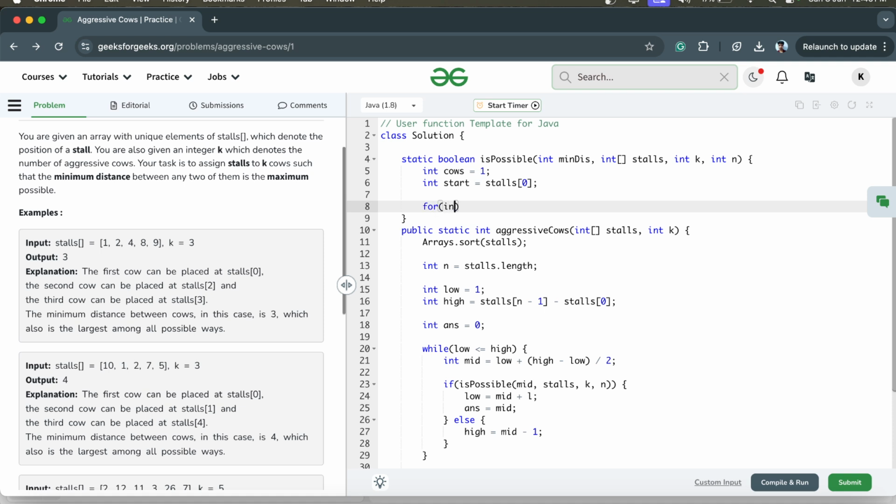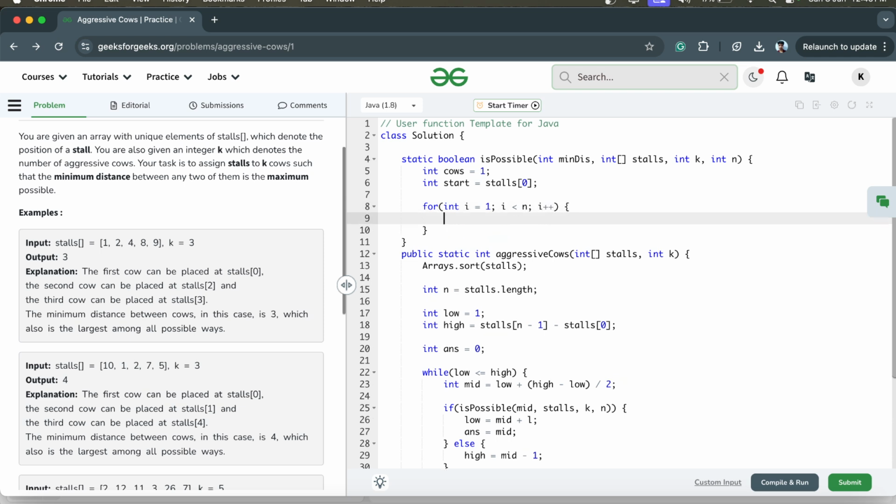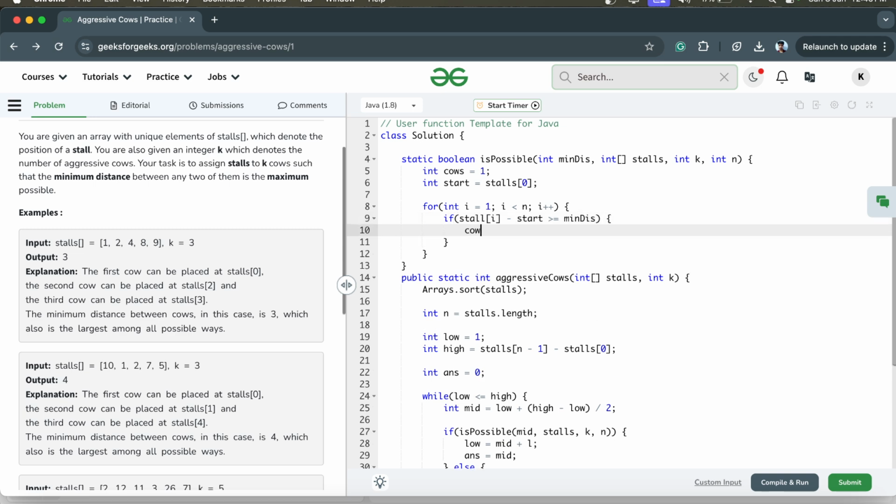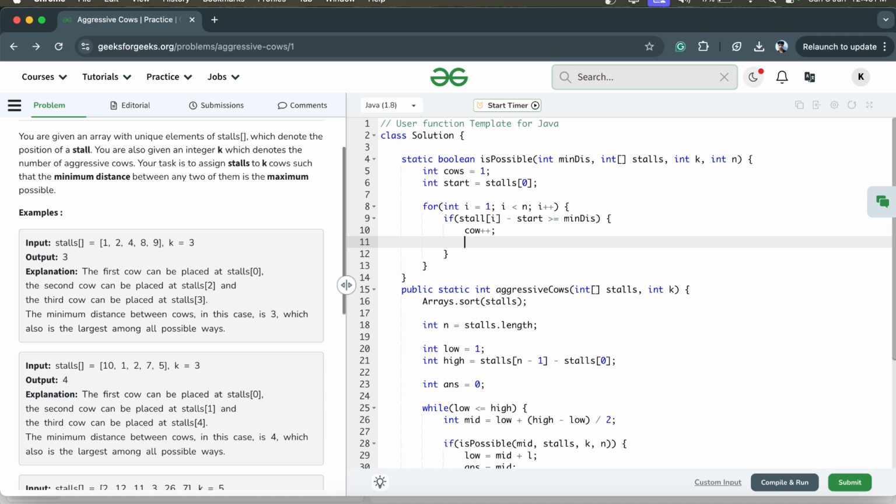Now let us loop through the entire array, i equals 1, i less than stalls length, i plus plus. We check that if whatever the stalls of i minus start is greater than or equal to min distance, if that is the case, then we are simply keeping our cow at that location. We update the cow count, and the start is now pointing to stalls of i. Okay, that is simple, right?